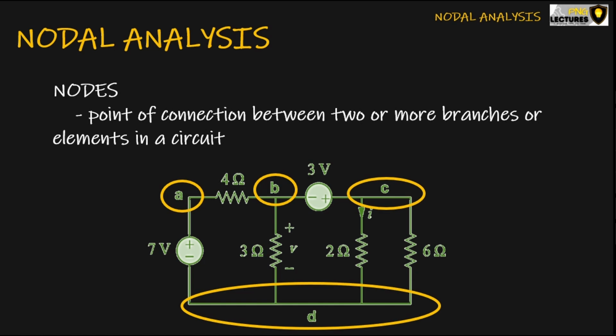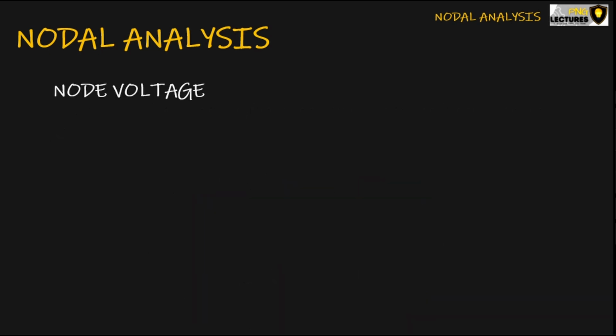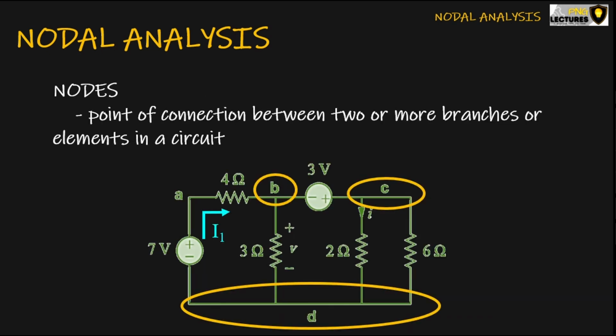However, we can further reduce this number of nodes in terms of our KCL by removing node A, because we don't need to apply KCL in node A. We already know that since the 7-volt source and the 4-ohm resistance are in series, their current should be equal. So there's no point in using KCL at that point. Therefore, in this particular circuit, we only have to consider 3: node B, node C, and node D.